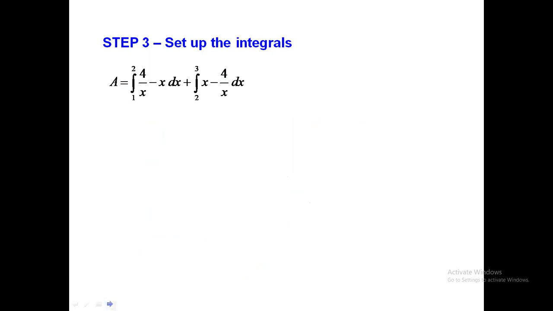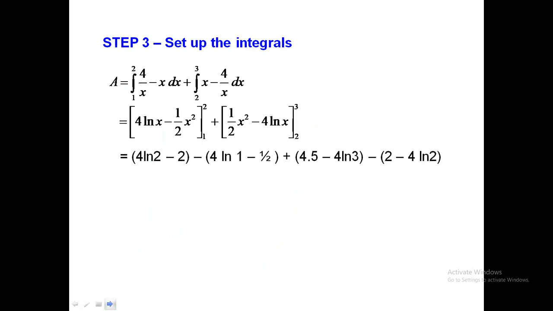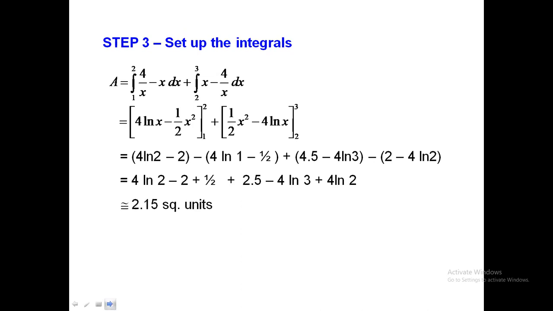And of course, the rest is very easy because it's just mathematics. Okay? It's really important that you apply mathematics to real world problems. In this case, we're determining the area between curves. So our answer will be 2.15 square units.